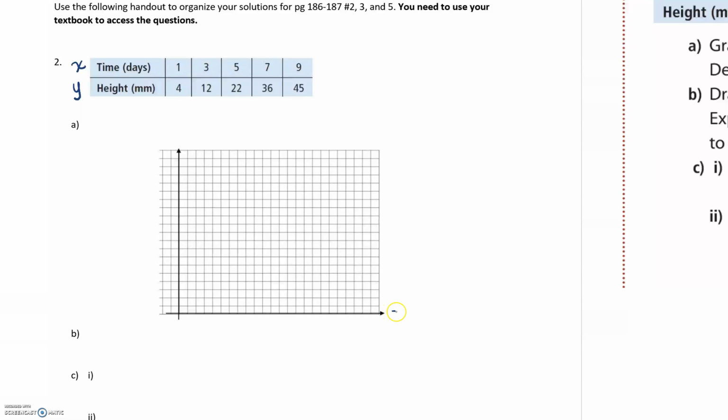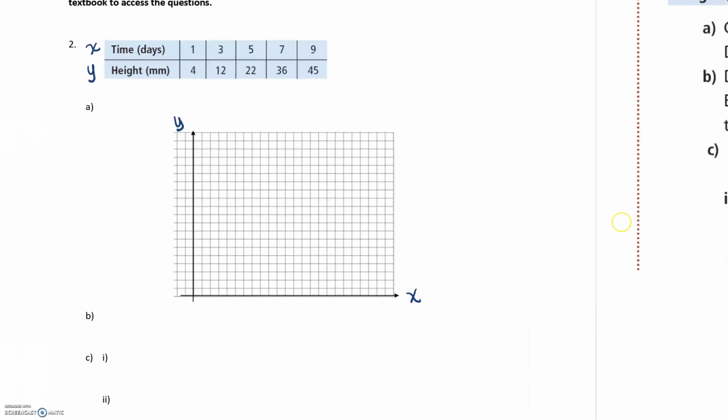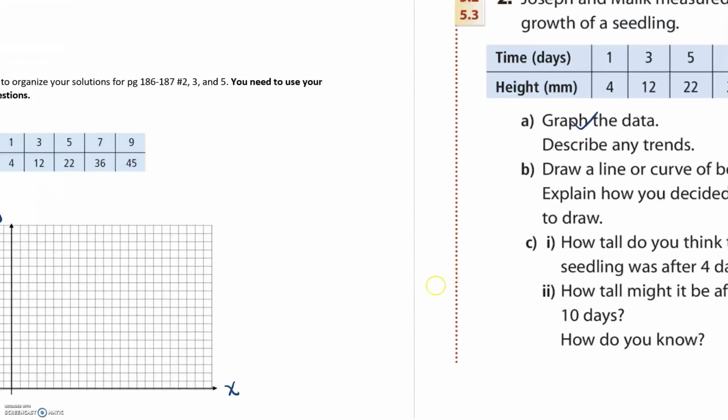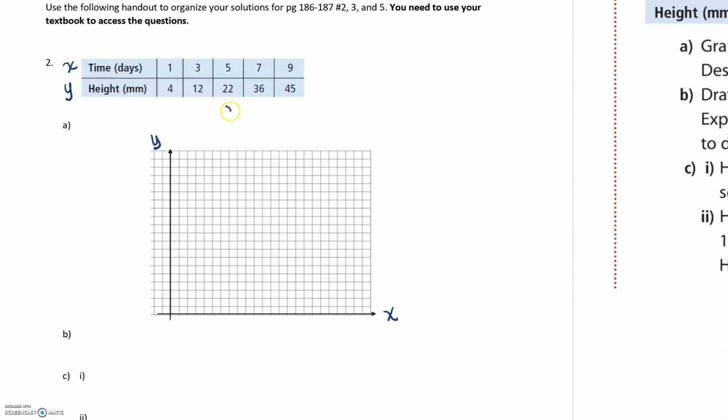So on the graph, X is always the one at the bottom and Y is always the one at the top. And we need to graph this data as it states in the question. Okay, so we're going to need to graph this by using the proper graphing success criteria. So we need a title here. In this case, it's people growing a seedling, so we can maybe call it growth of a seedling. So there's a nice title.